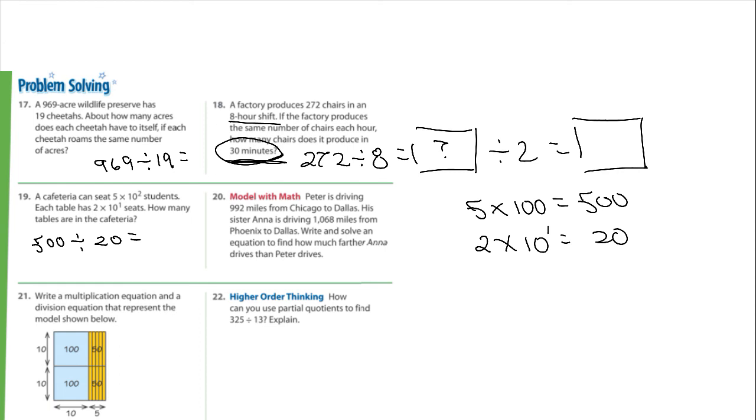Number 20. Peter is driving 992 miles from Chicago to Dallas. His sister Ann is driving 1,068 miles from Phoenix to Dallas. Write and solve an equation to find out how much further Ann drives than Peter. So you're trying to find the difference. We're going to be subtracting.